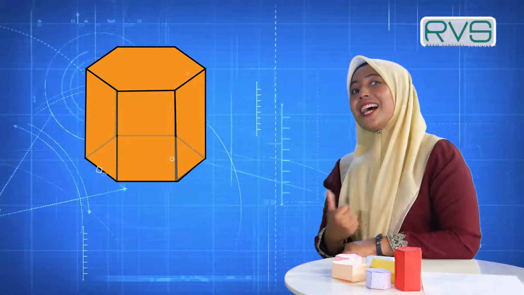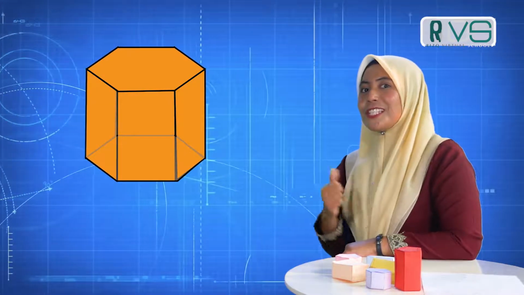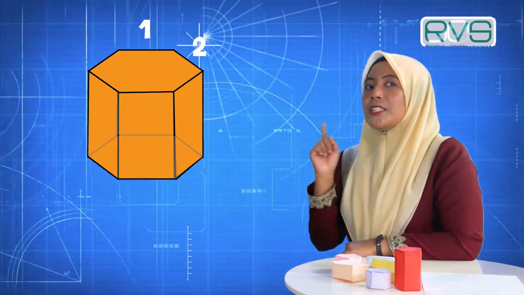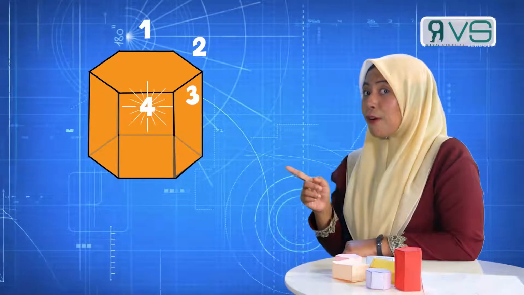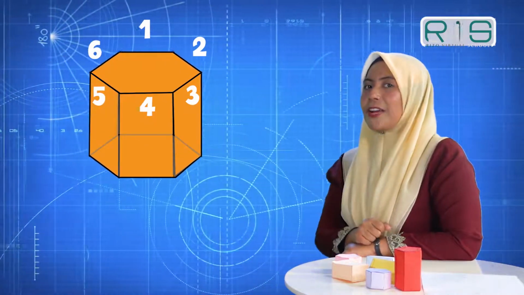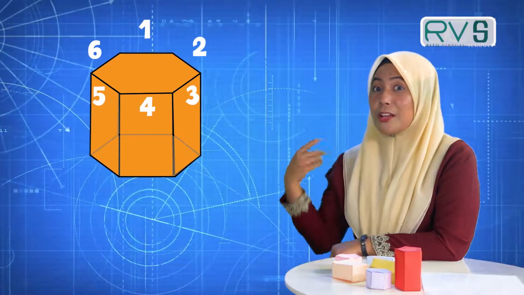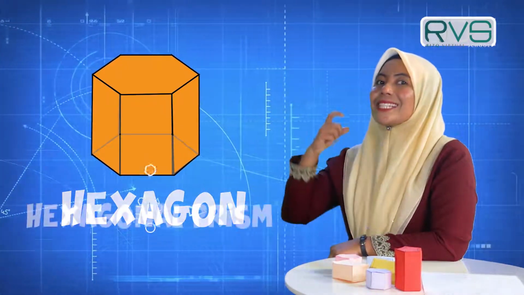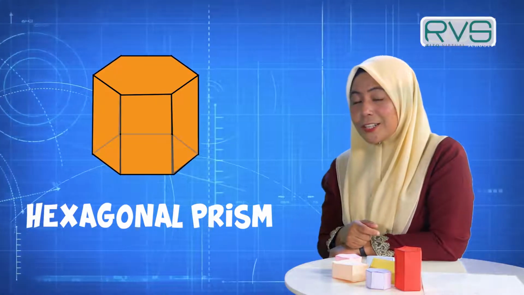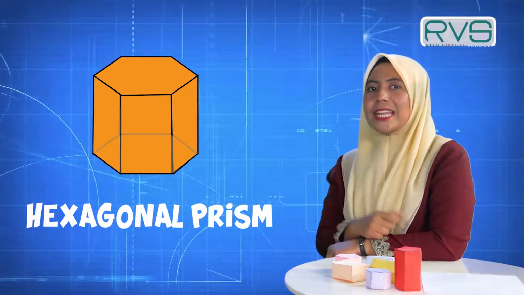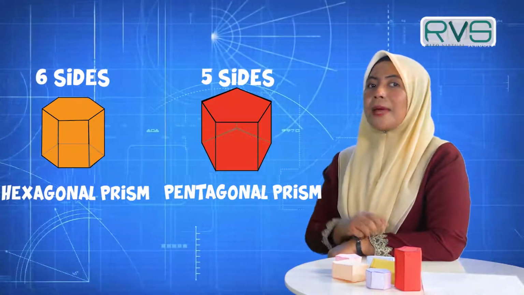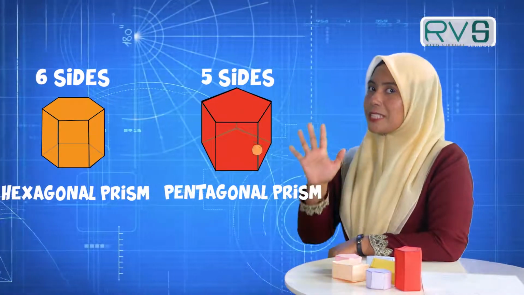Now we go to the last prism. You see that it is also one of the polygons, but how many sides? Let me count. 1, 2, 3, 4, 5, 6. Alright, okay. Because the 2D shape is a hexagon, we call it a hexagonal prism. Okay? Remember, hexagonal prism because it has 6 sides, pentagonal prism because it has 5 sides.